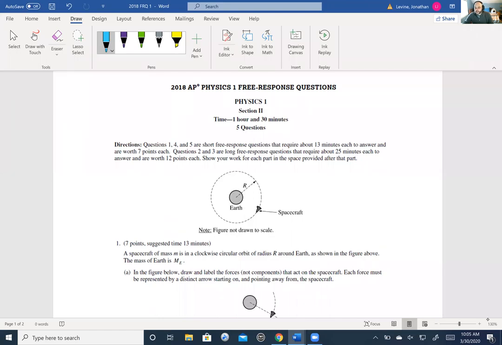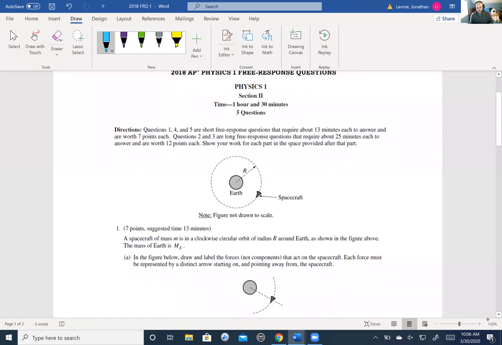So this is the 2018 constructed response question, starting with question one. In terms of the format, this sticks to our typical AP format, where there are three questions that are 13 minutes each and then two questions that are 25. In today's lesson, we're going to go over one that gives us about 13 minutes and then one question that's supposedly going to take about 25.